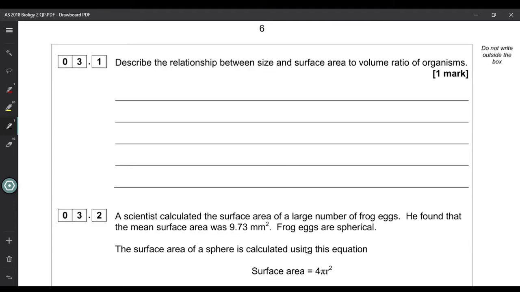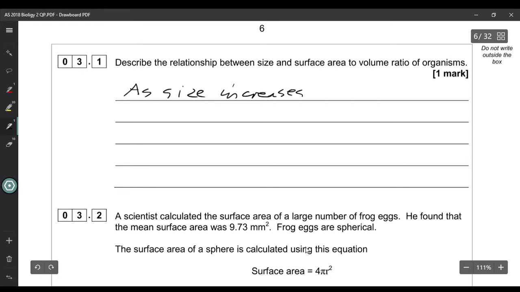So question 3 asks us to describe the relationship between size and surface area to volume ratio of organisms. This is a relationship that you should have encountered quite a few times during your studies, both at A-level and GCSE. So we know that as size increases, the surface area to volume ratio decreases.